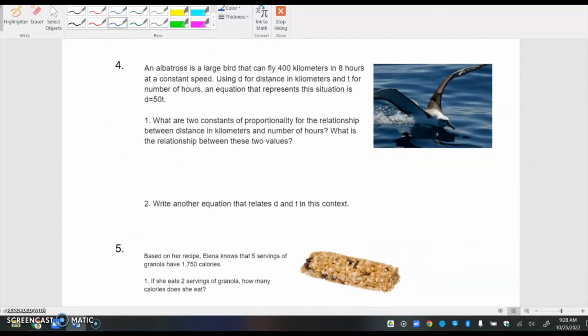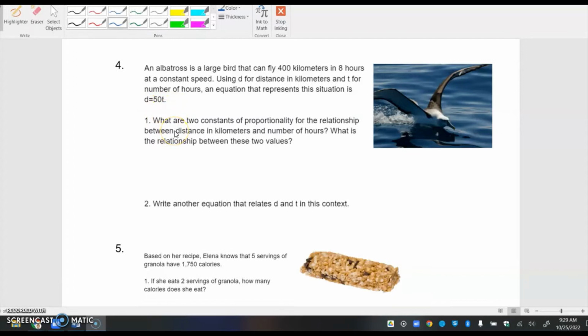Moving on to number 4, an albatross. Kind of looks like a seagull. It is a large bird that can fly 400 kilometers in 8 hours at a constant speed. Using d for distance and t for the number of hours, write an equation that represents this situation. Okay, so if they give us that equation, which is distance is equal to 50 times time.